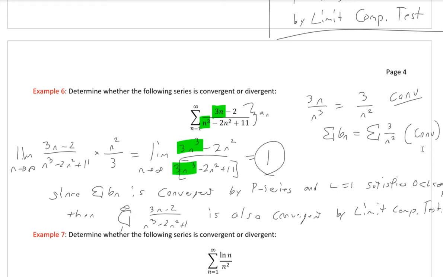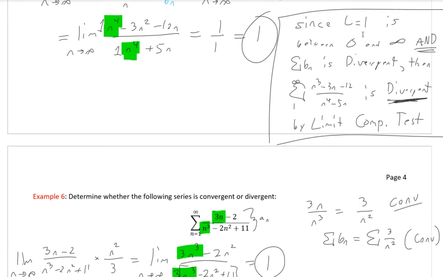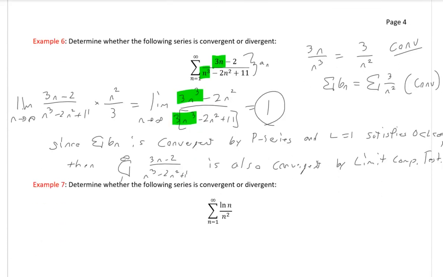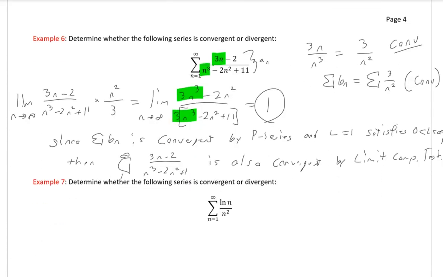I also want to highlight yet again, I use different wording when evaluating this. I said since b sub n is convergent by p-series and L equals 1 satisfies 0 less than L less than infinity. That's still saying more or less the same stuff as I did last time, where I said L equals 1 is between 0 and infinity and b sub n is divergent. It's still saying the same stuff, just in a different order. It doesn't necessarily matter. You have freedom in terms of how you want to word things, as long as you still bring up the same information.